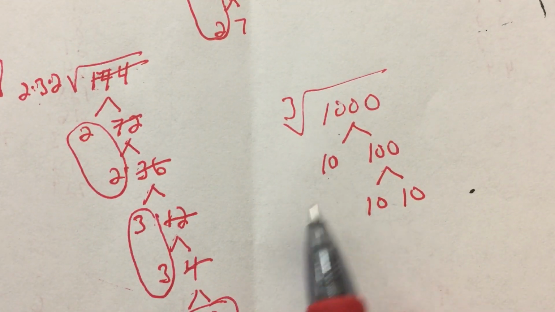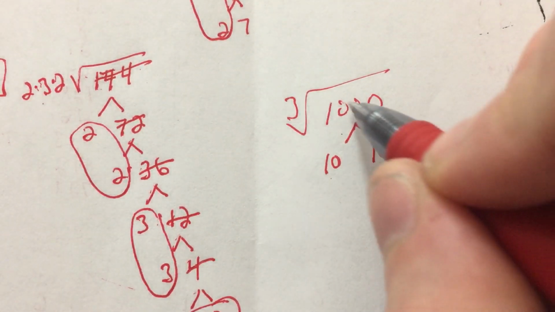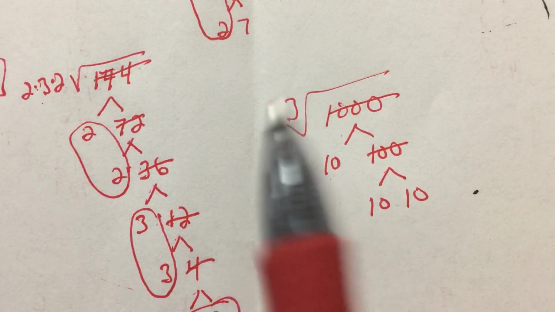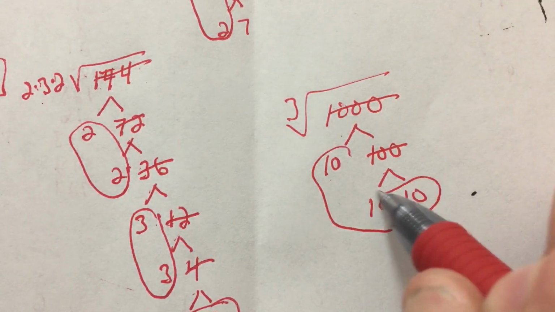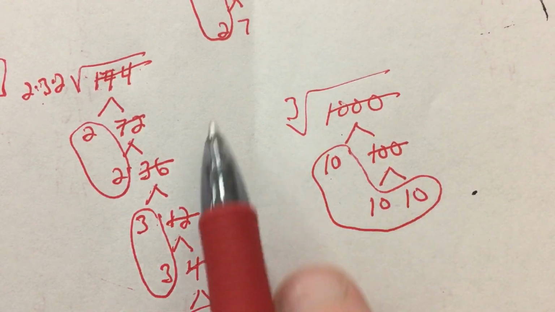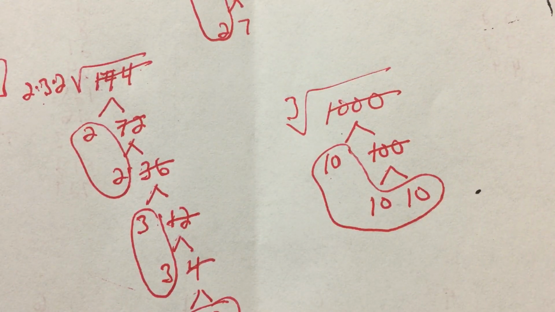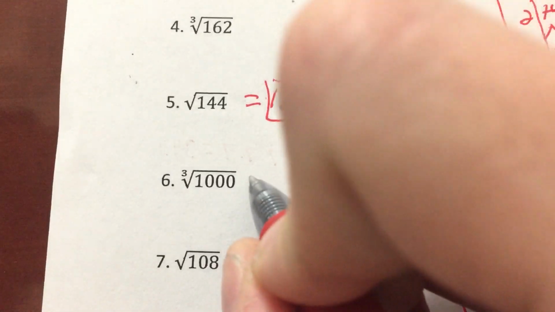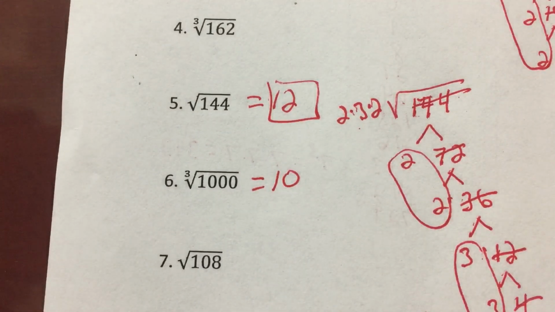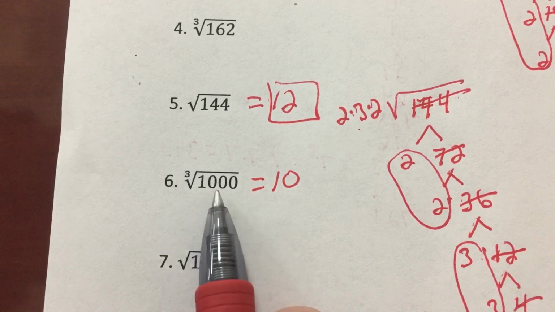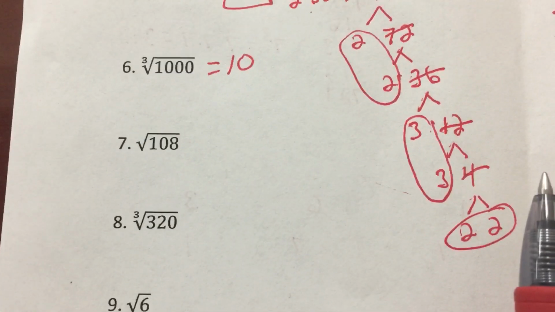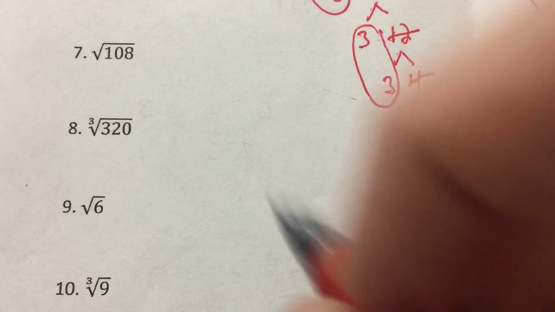I could break down the 10s into a 2 times 5 and a 2 times 5, but honestly, I've already got what I need. I was looking for a group of 3, and I found it. 3 10s. Since everything would come out and nothing would be left over, that means this is a perfect cube. The cube root of 1,000 is 10, because 10 times 10 times 10 is 1,000. Right?